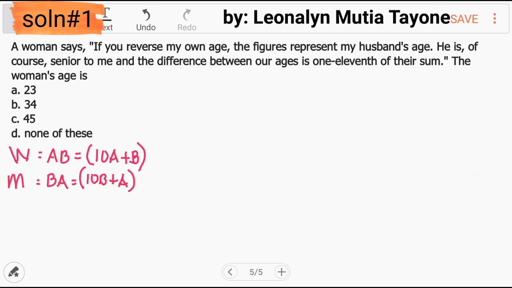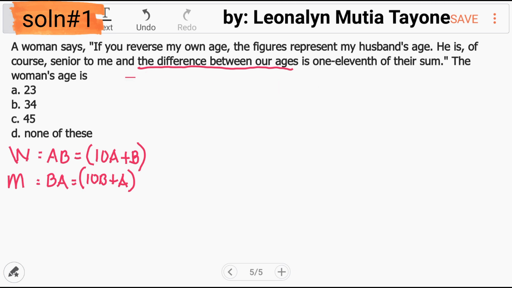Now, ang problema kung paano gawan ng equation. Ganito lang yan. The difference between our ages. So, yung difference daw sa edad nila, 10B plus A minus sa edad ni babae na 10A plus B. Bakit inuna mo yung edad ni lalaki? Take note, mas senior si lalaki. So, ang difference nila, i-minus natin si lalaki minus sa edad ni babae.